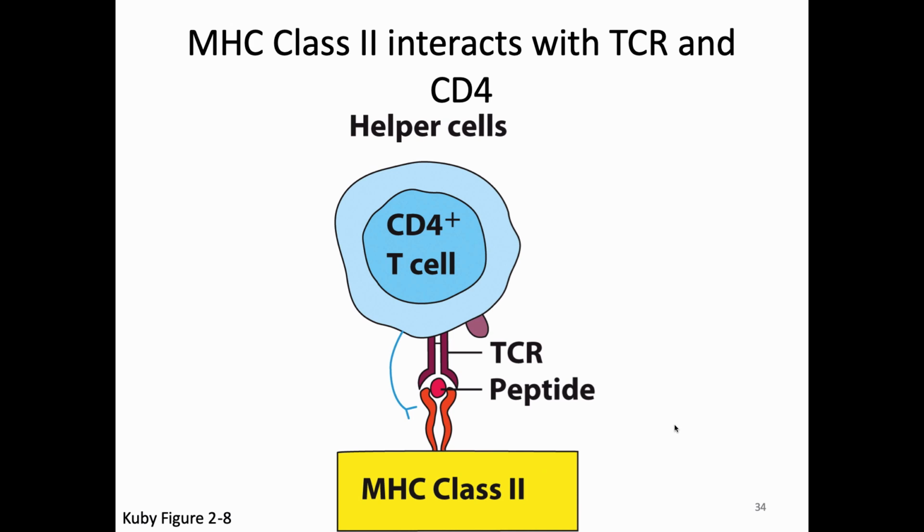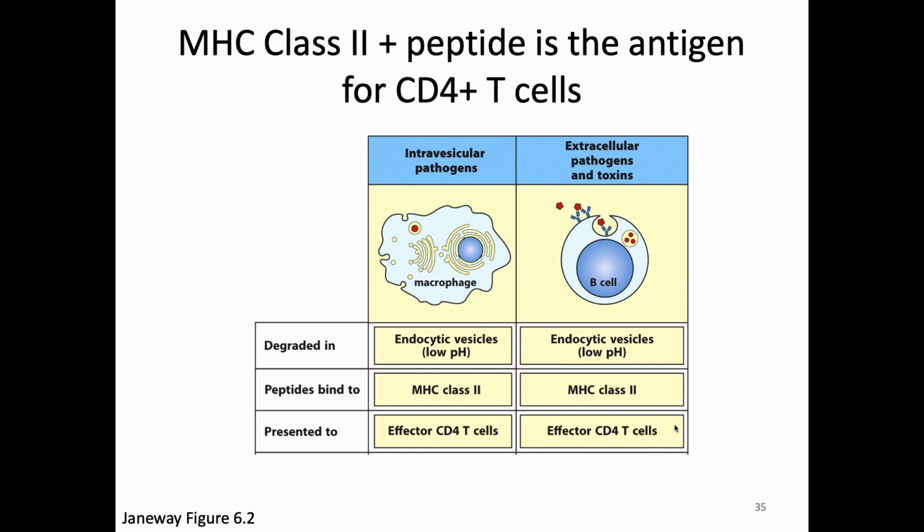We are going to see specific interactions between MHC Class II and CD4 T cells. And so another way of phrasing the exact same thing is that MHC Class II plus peptide is the antigen for CD4 positive T cells. So if an antigen gets onto Class II, then it's going to be seen by a CD4.